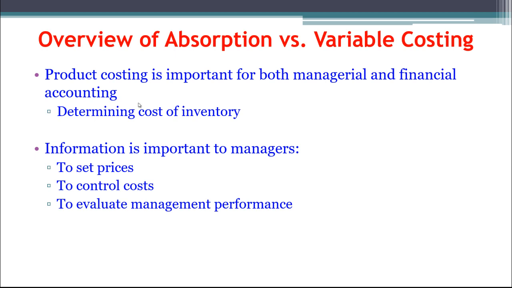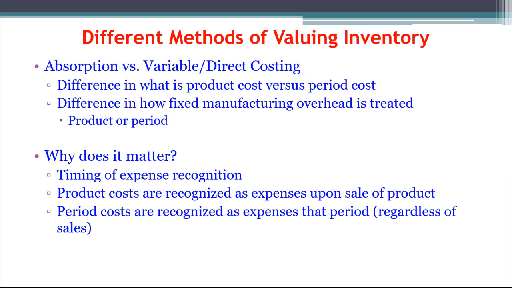But the idea here is we know that product cost is important for both managerial and financial accounting because it relates to inventory and the cost of goods sold. That is really the main link between financial and managerial accounting. The information is very important to managers to help them set prices, control costs, make decisions overall, and evaluate management performance. They need accurate costing information.